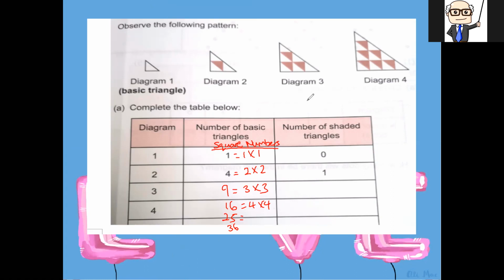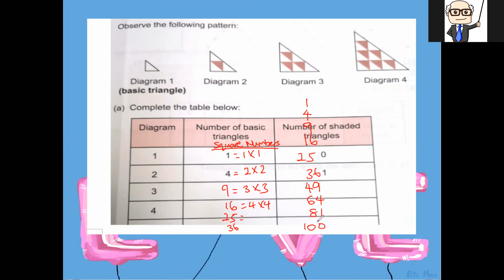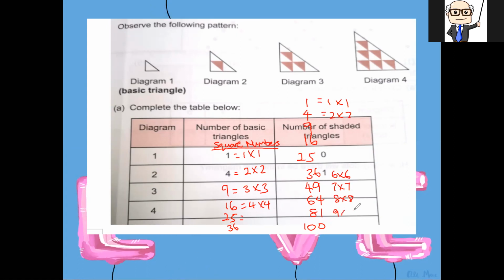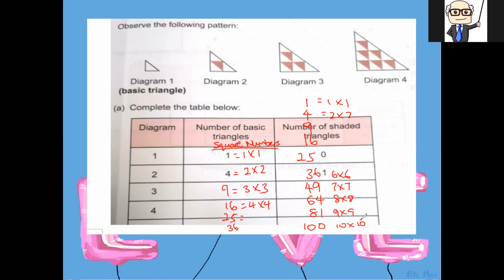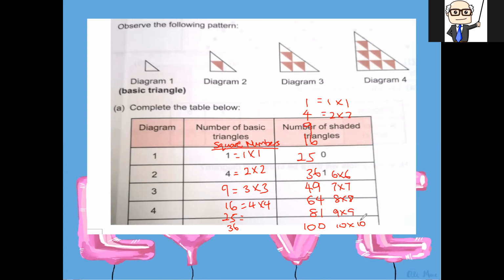Okay? So we have 1, 4, 9, 16, 25, 36. What's after 36? We have 49. After 49, we have 64. After 64, we'll have 81. And then we have 100. And all this is equals to 1 times 1, 2 times 2, 3 times 3. Then here is 6 times 6, 7 times 7, 8 times 8. Then we have 9 times 9 and 10 times 10. Okay? So these are square numbers, and next week I will test you what is 5 square. When I say 5 square, you must say 5 times 5 is 25. Then, if I say I want 9 square, you must tell me the answer is 81. So all these are square numbers.